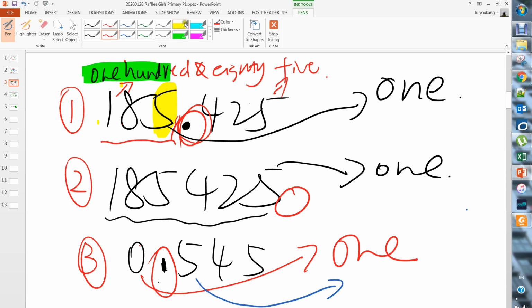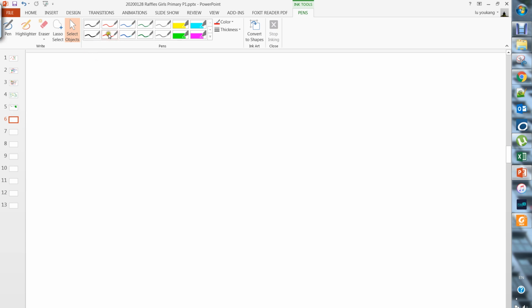Similarly, they are both 21, but this one is without decimal. This one is with the decimal. So is it a different number, or not a different number? Is it different or not different? Different, right?